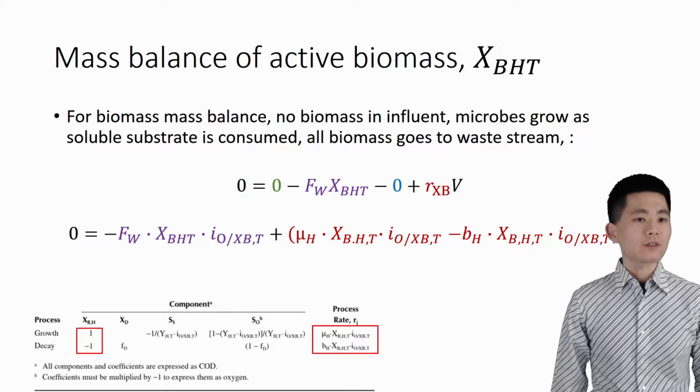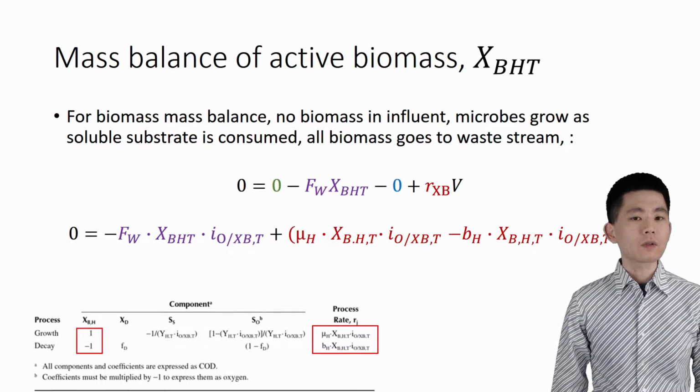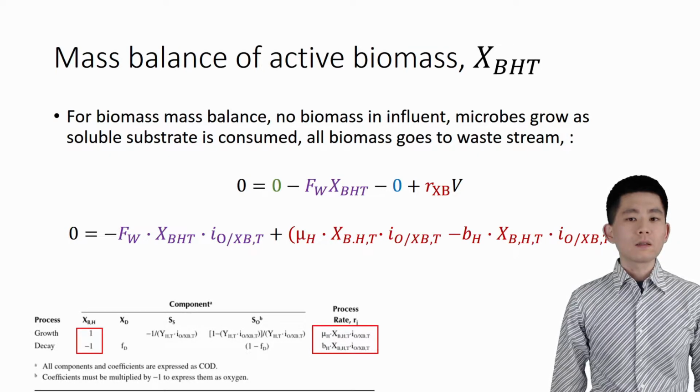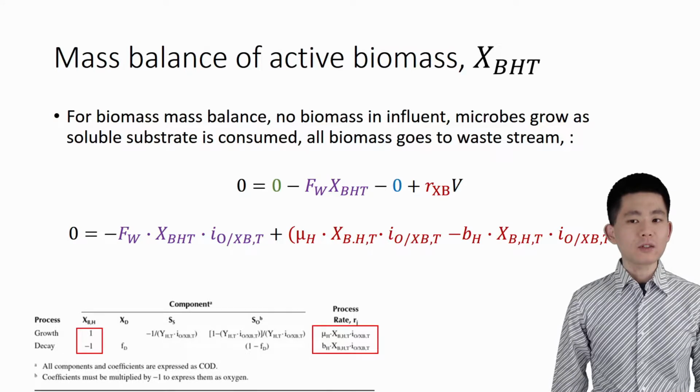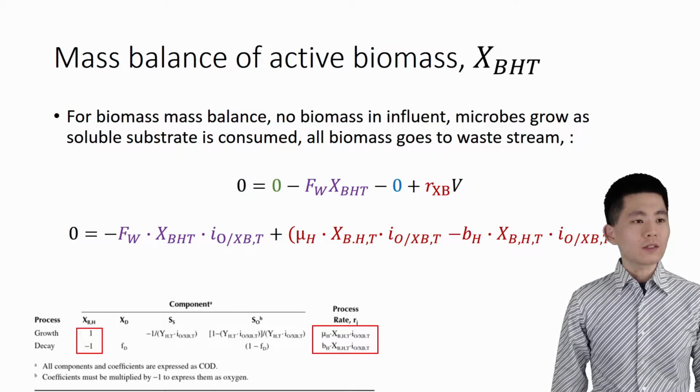To find the reaction term RXB, we can utilize the stoichiometry and kinetics matrix. So we can multiply the stoichiometric coefficient by the process rate for the growth of XBHT. Then do the same for the decay of XBHT. And finally, add them together. After dividing both sides of the steady-state mass balance by XBHT times iOXBT, we get this expression.